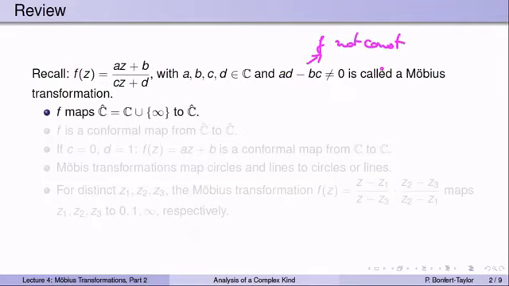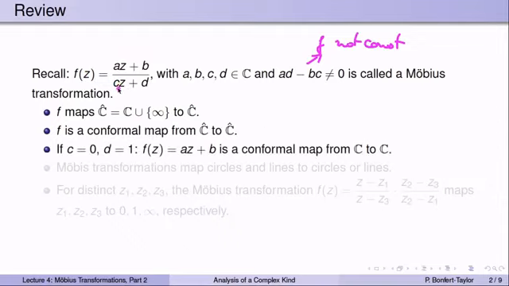Here are some facts we showed last class. A Möbius transformation maps the extended complex plane, which is C together with a point at infinity, to the extended complex plane. We were therefore allowed to plug in infinity for z, and we get f of infinity is a over c as long as c is non-zero, or f of infinity is equal to infinity if c is equal to 0. We showed that f is a conformal map from C hat to C hat. It preserves angles, it's 1 to 1, and it's onto.